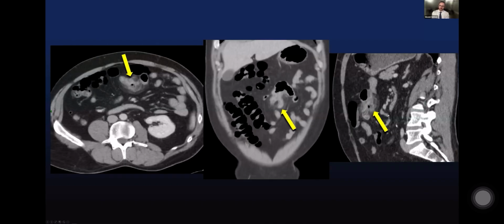Another example here, focal contour abnormality, outpouching along the terminal ileum with a small perforation in this case. This is a perforated Meckel's diverticulitis.